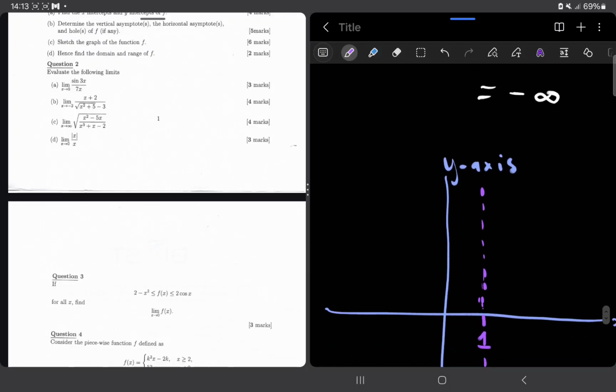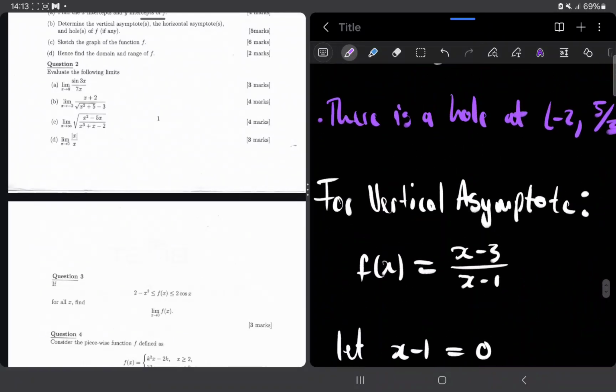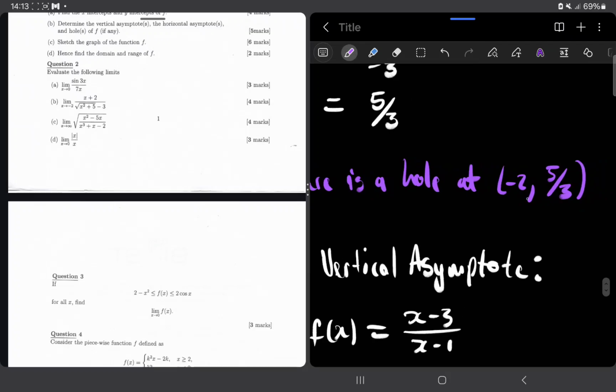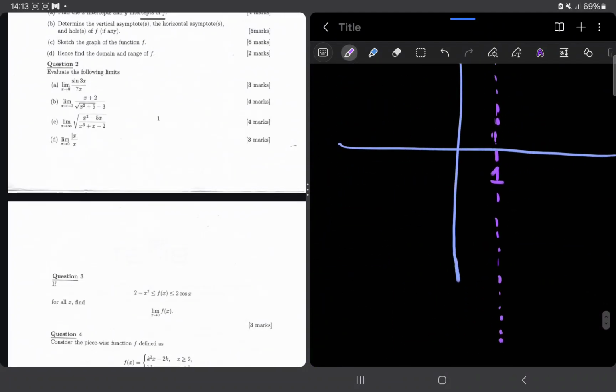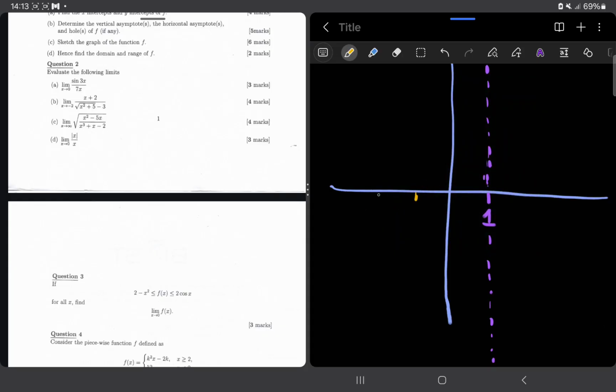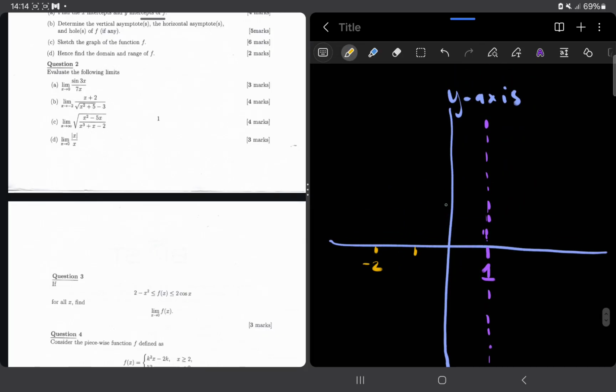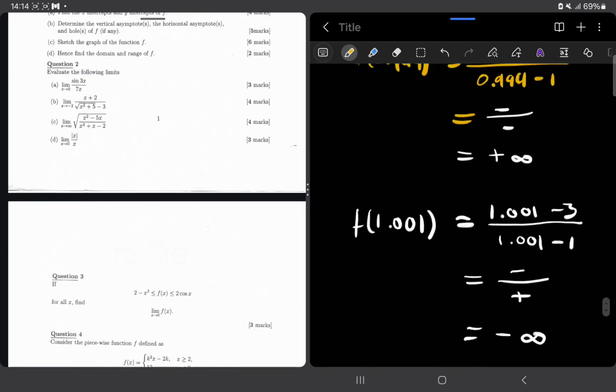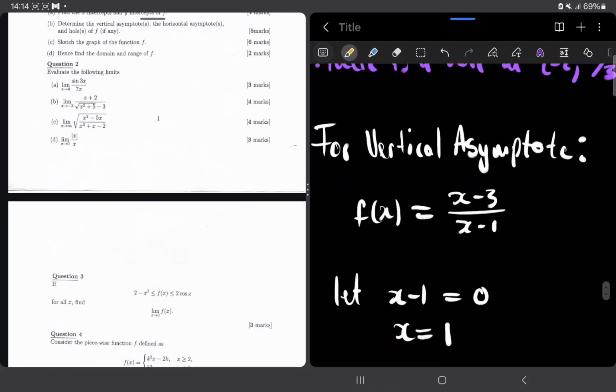Now we have the line. There's a hole at negative 2, 5 over 3. So you go to negative 2 on the x. Here is negative 1, here is negative 2, and positive 5 over 3, which is like 1.67, just close to 2 here. And at this point, there is going to be a hole. So you can put the hole. Then we have the vertical asymptote.